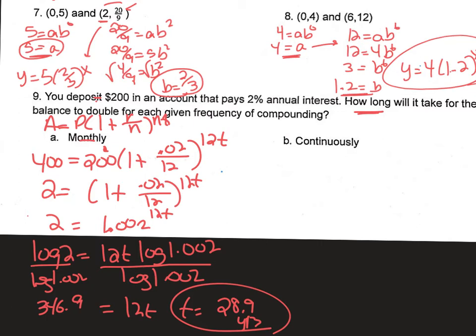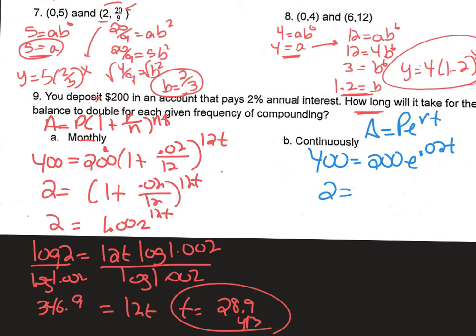Pretty good problem there. Part B, continuously, you're using the PERT formula, P e to the rt power. Same stuff. You end up with $400. You started with $200, so that's the same. E is e, r is the rate, which is 0.02, times t is per time. Working it the same way. I'm going to divide both sides by 200 because I'm trying to get the e by itself. 400 divided by 200 is 2 again, and I have this.